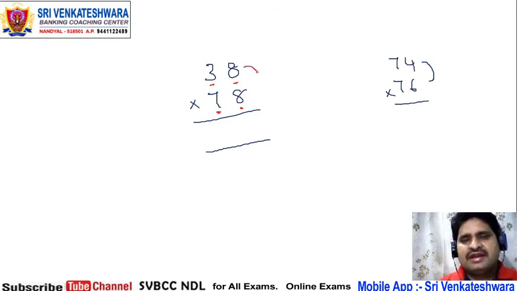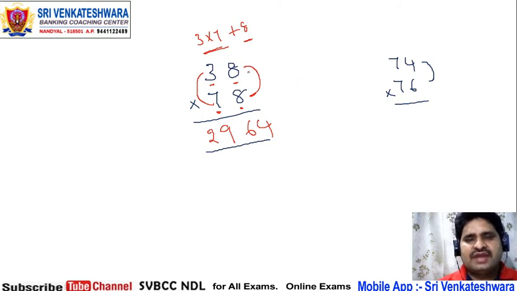Here directly what you write, let's understand this one carefully. 8 into 8, directly we'll write 64. Here also we'll multiply 3 into 7, 21. Plus, we have to add this number. We have to write 3 into 7 plus whatever the number here. 3 into 7, it will be 21. And 21 plus 8, it will be 29. Which you write as 2964. So, 3 sevens are 21, 21 plus 8, 2964.